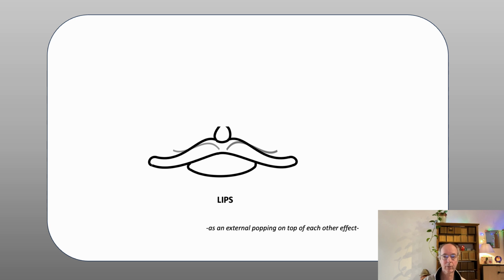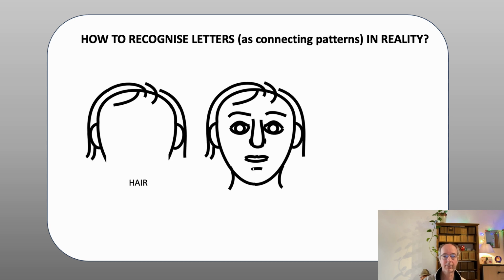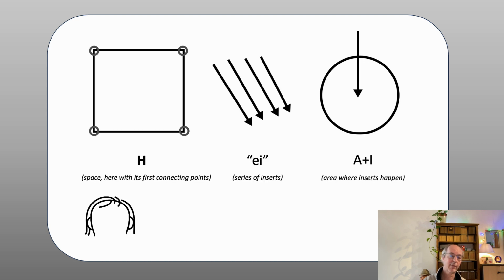Go to the next word. Hair. Let's look at the hair. What do we have as letters here? We have the H. So H, mostly it is, actually it's always space and the connecting points that we connect within space. The outer connection points, the maximize connection points in space. That's what we always associate with H.